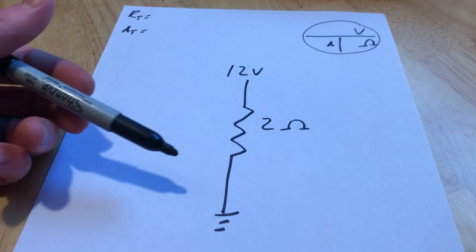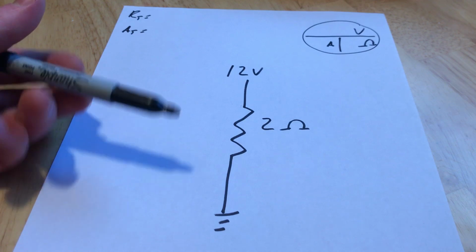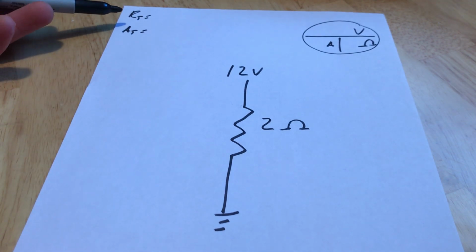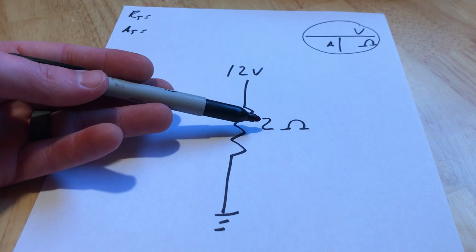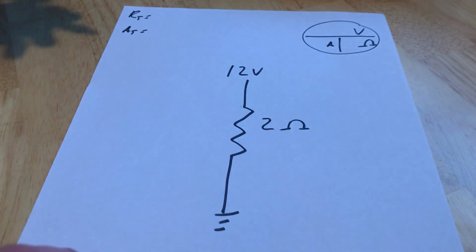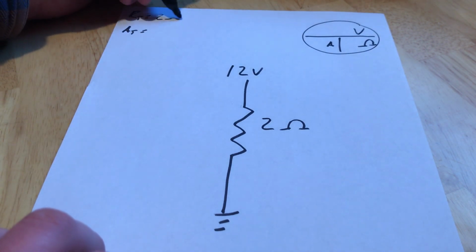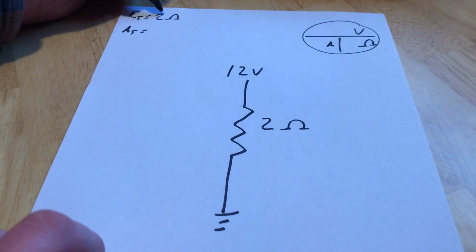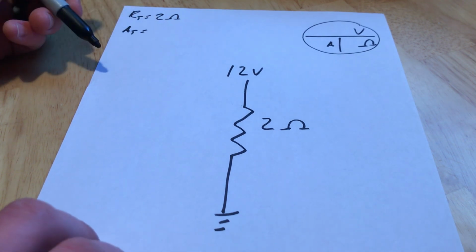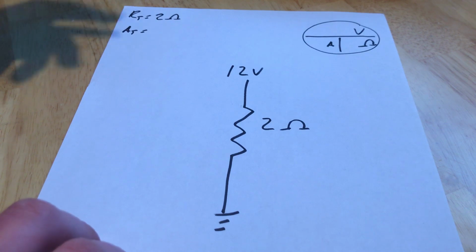So first things first, let's figure out total circuit resistance, RT, up there at the top. 2 ohm resistor, the only resistor, so that makes our life easy. We have 2 ohms of circuit resistance. Figure out how much amperage is flowing through that circuit.